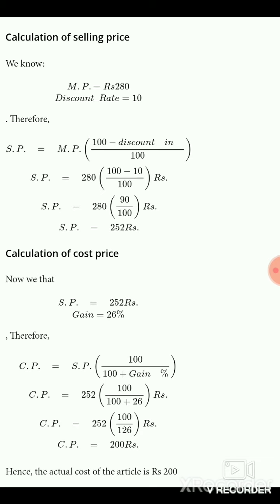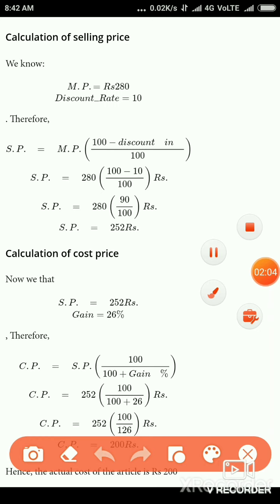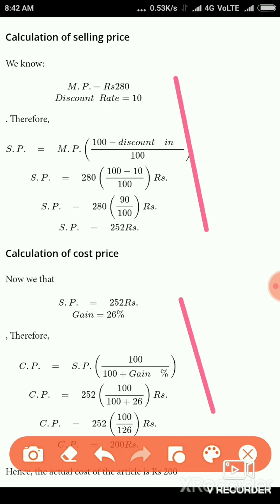Okay, if you are given cost, profit and discount, you can also calculate MP by applying the reverse process. If CP is given to you, profit is given to you, you will calculate SP. Okay, you will calculate SP. Okay students, like that. If SP is given and discount is given to you, you can calculate MP also.